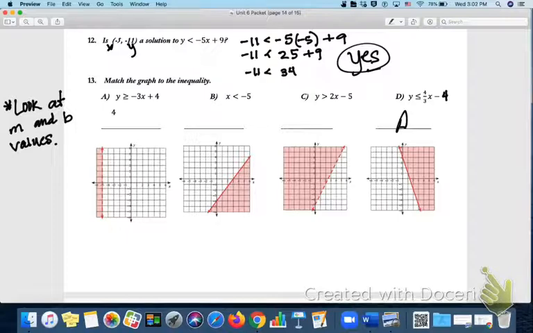Letter B. x is less than -5. So we're thinking the acronym VUX, vertical for x. There has to be a vertical line at -5. The first graph is the only one that has a vertical line at -5. C, y is greater than 2x minus 5. My y-intercept is -5. It must have a dotted line. And so the third graph is the only one that matches with a dotted line, a y-intercept of -5. And then D, y is less than or equal to 4/3 x minus 4. The y-intercept needs to be 4. It needs to be a solid line, up 4, right 3. So that second graph matches that.